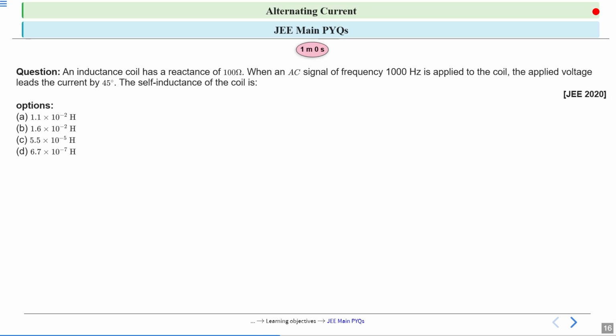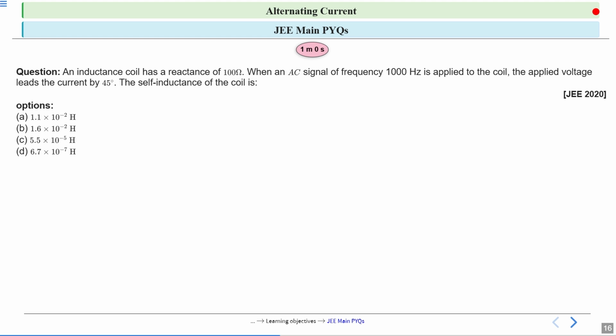Next question. An inductance coil has a reactance of 100 ohm. When an AC signal of frequency 1000 Hz is applied to the coil, the applied voltage leads the current by 45 degree. Now, in the case of a purely inductive circuit, the phase difference between current and voltage is 90 degree. Here, the phase difference is 45 degree, meaning some other component is also connected.